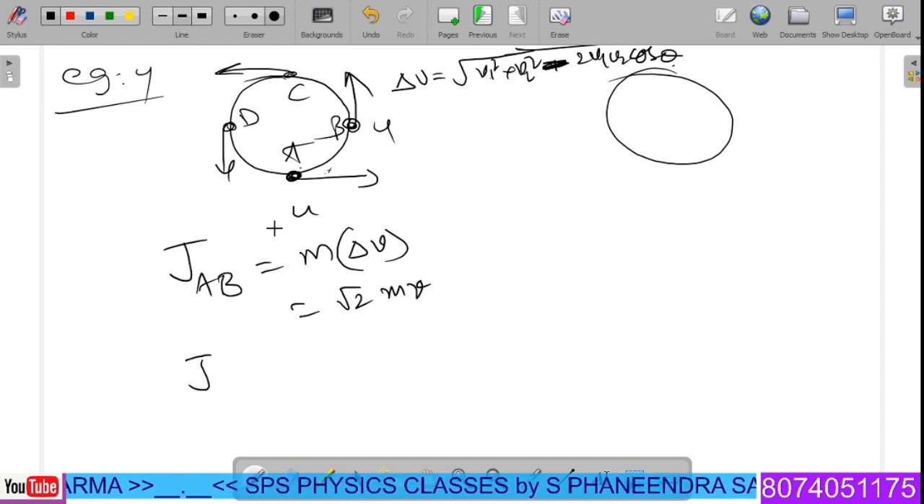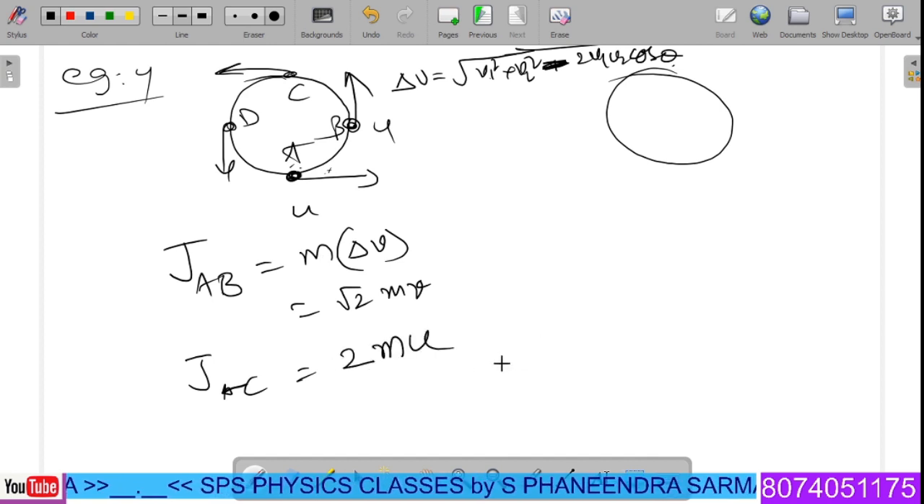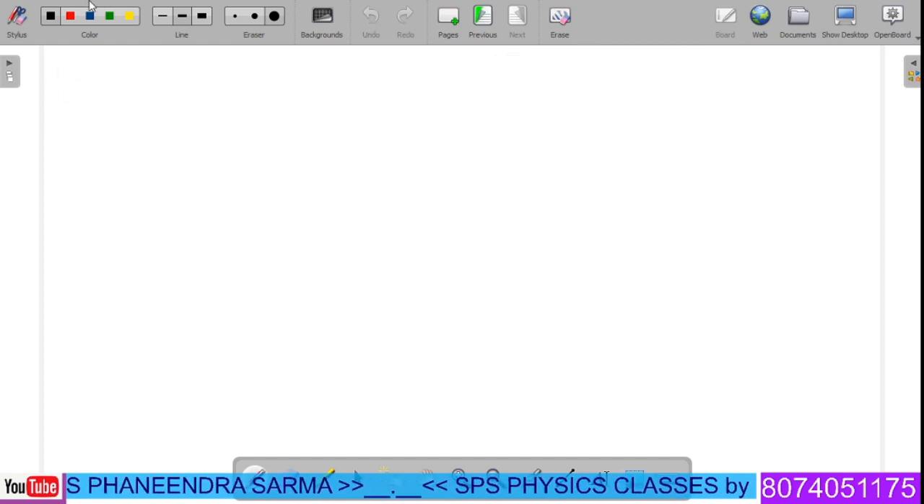Similarly, I want to find out J_AC. A and C are opposite to each other, therefore you can write 2mu, we can write it like this in the given case. Now let's consider one more case.